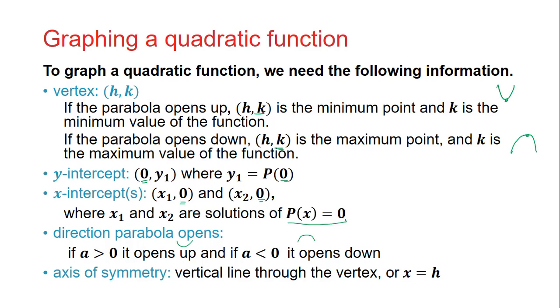The axis of symmetry: the parabola has a property that the vertical line through the vertex gives us some symmetry to the left and right side of the vertex. And so we say that this is an axis of symmetry, and it is just the equation x equals h, which is the vertical line through the vertex.